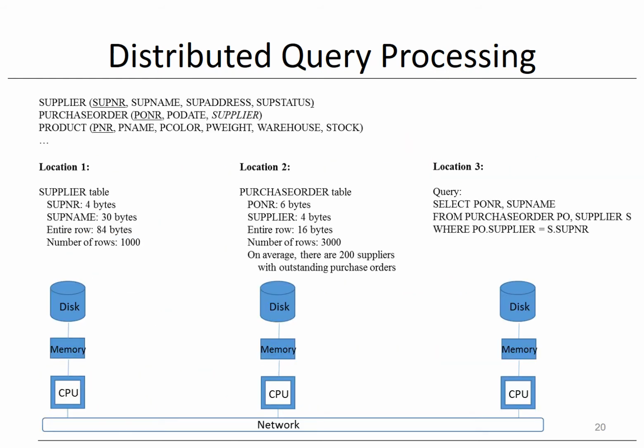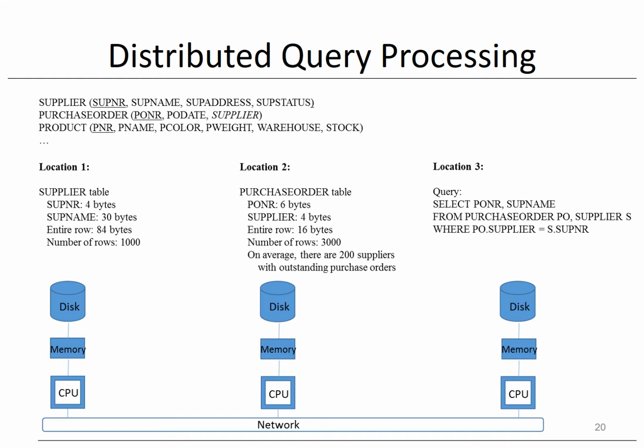Let's illustrate the complexity of distributed query processing using an example. Without a doubt, the most crucial element is the global query optimization step. The example represents a situation where we want to retrieve all purchase order numbers and the names of the suppliers associated with the purchase orders.